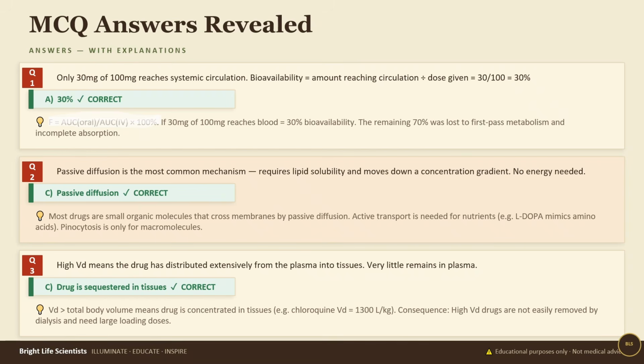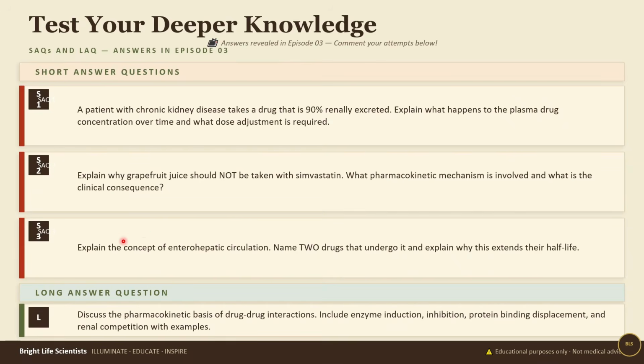Now, test your deeper knowledge with these SHUs. You can pause the video, go and read about them, and drop your answer in the comment section. But of course, as usual, in our next episode, we'll start with the answers to these SHUs. We have SHU 1: a patient with chronic kidney disease takes a drug that is 90% renally excreted. Explain what happens to the plasma drug concentration over time and what dose adjustment is required. You read all of them and you answer them as well. Just drop the answers in the comment section.